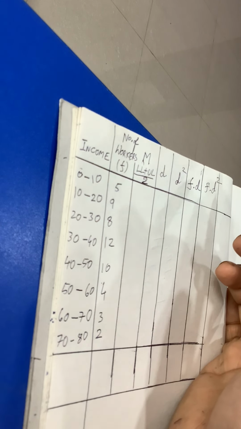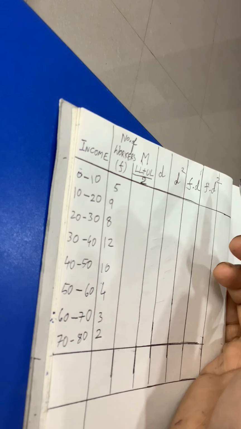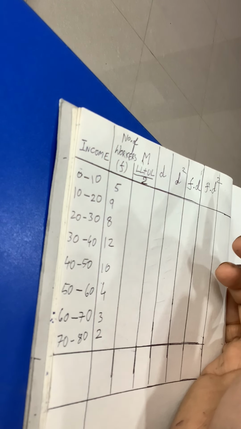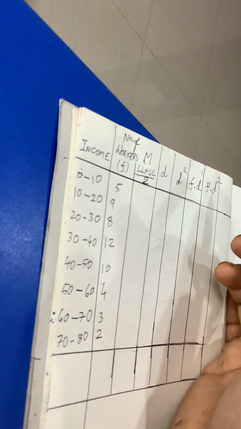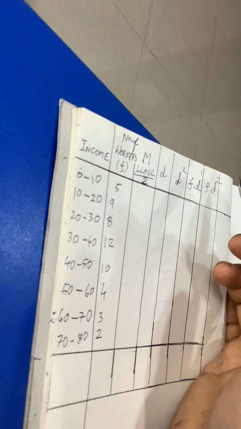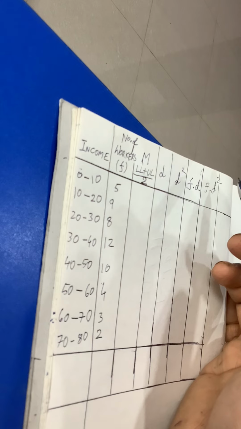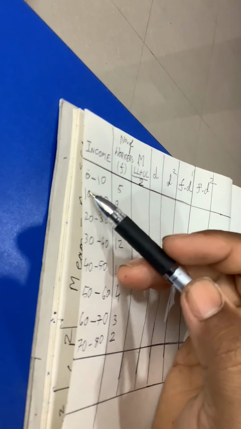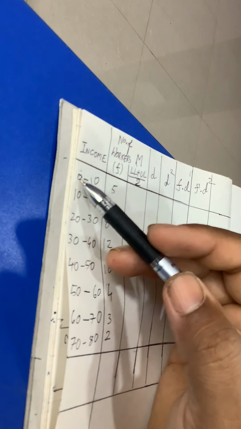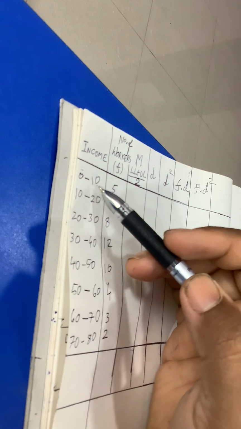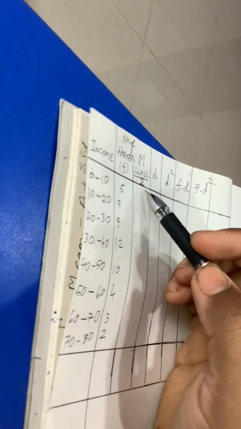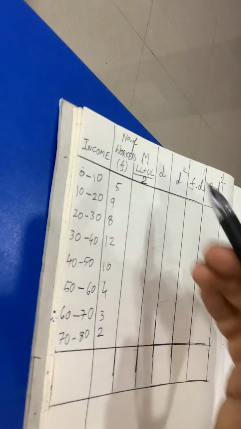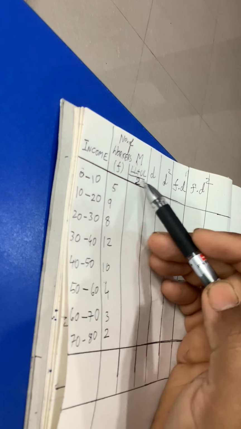So now let's take a look at the values. We need to calculate mean, mode and standard deviation. The first step of solving this problem is to find the mid value of each class interval. For finding the mid value, the simple method is to add the lower limit to the upper limit and divide by 2.